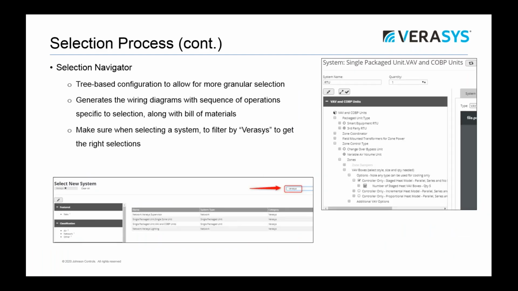And then we also have another way to do selection: you can use our Selection Navigator, which is a tree-based configuration that allows you a more granular type of selection. It generates the wiring diagram, sequence of operations, all those things, the bill of material. And whenever you're doing the selection through Navigator, it's easier if you filter it by Verasys.